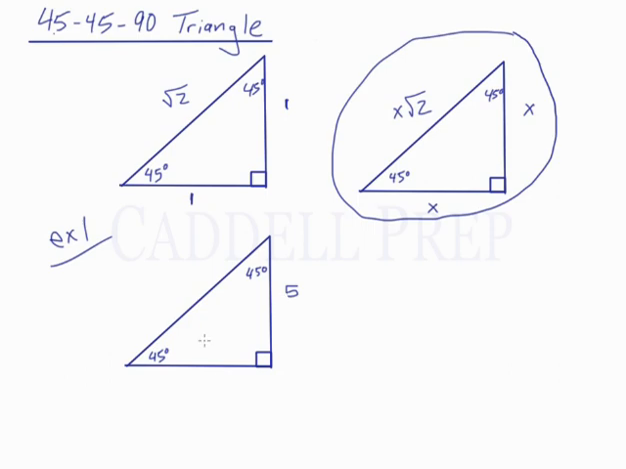Take a look at this 5. This is across from the 45. And we see that across from the 45 is x. So we know 5 equals x. So with that knowledge, we could find any of the other sides. This side, which is across from the 45, is also x. So this side is also 5.